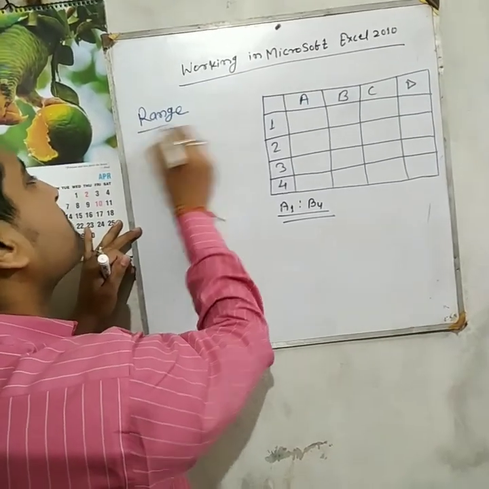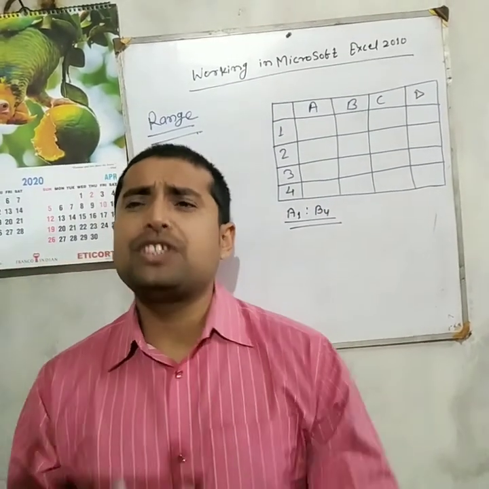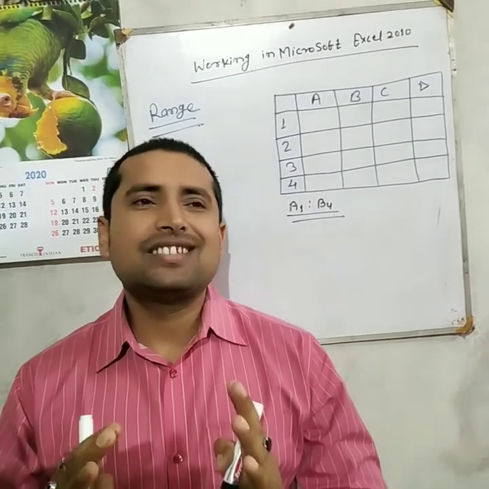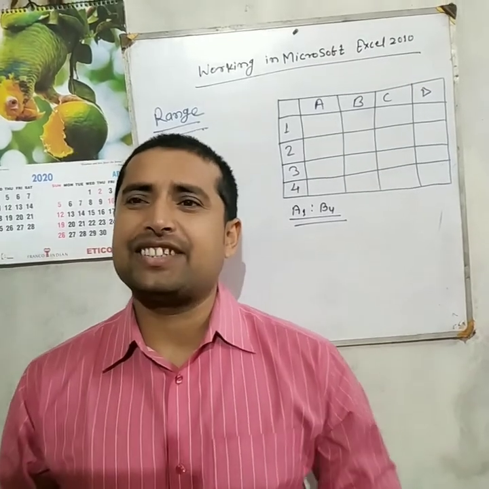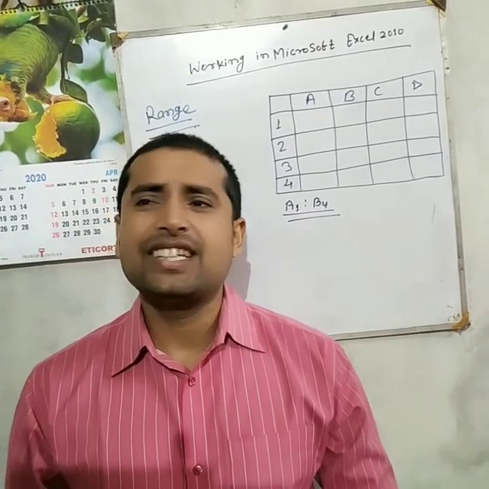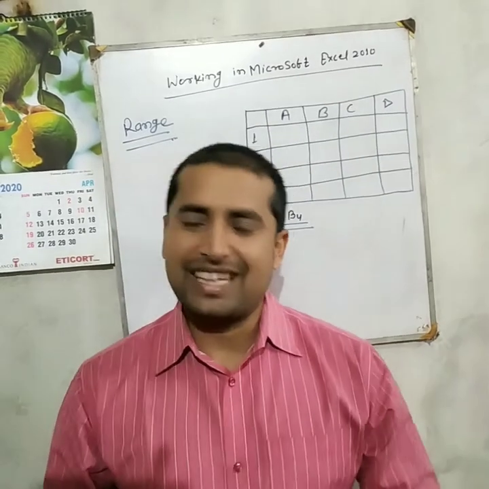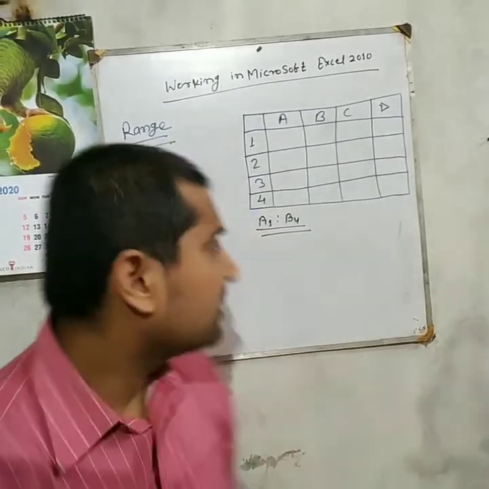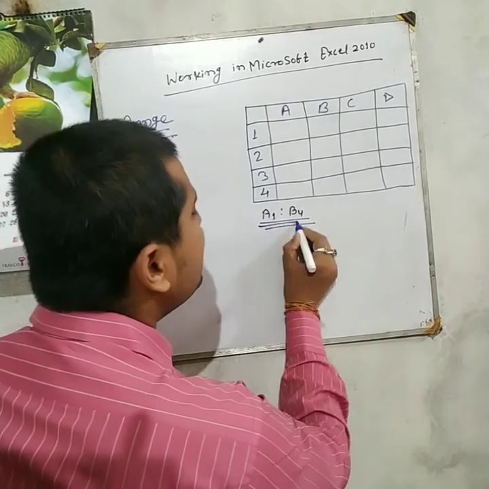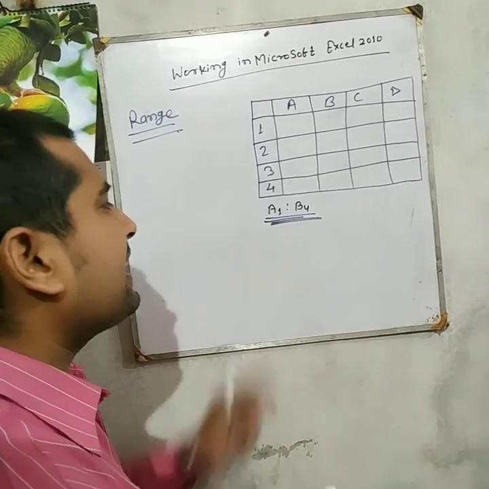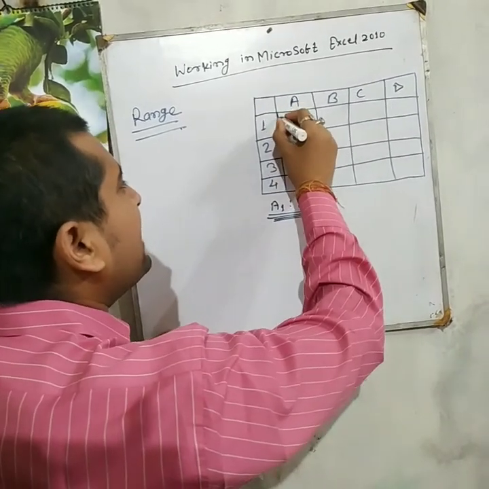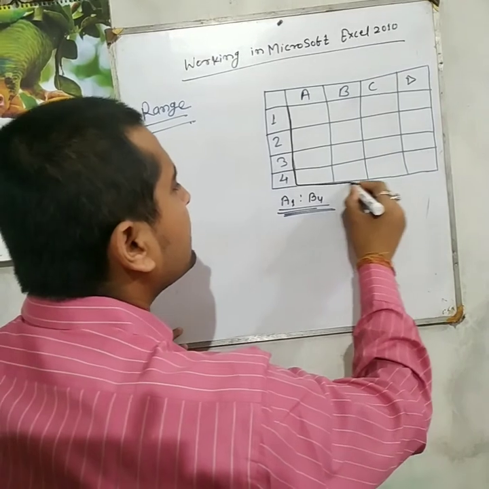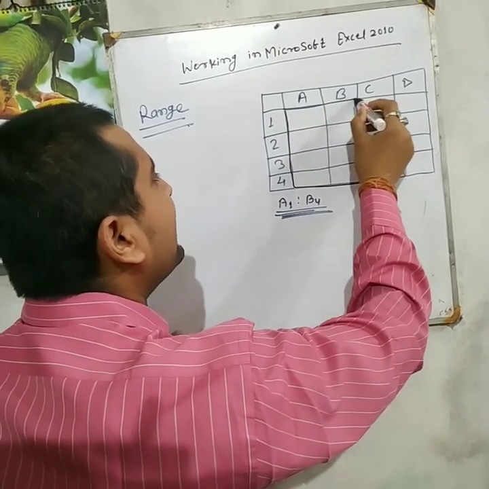What is range? A selected rectangular block of two or more cells is called a cell range or range. A range is represented by the cell indices of the first cell and its diagonally opposite cell. Let's see examples about range. Suppose that A1 to B4 is written here. A1 to B4, it means what? It means that A1 to B4, those cells will get selected.